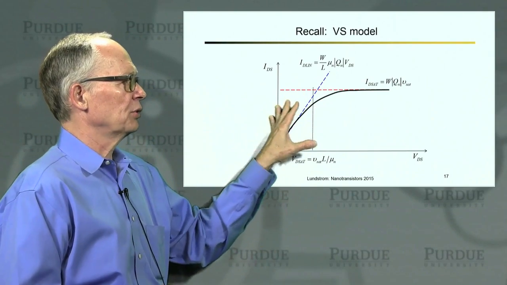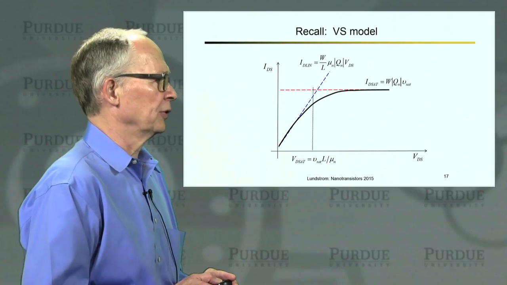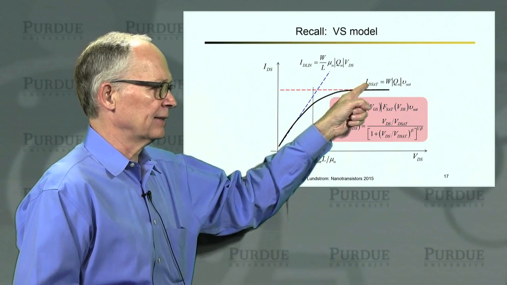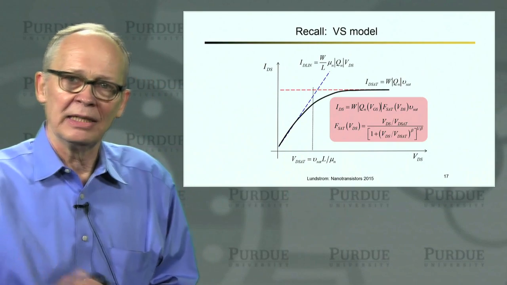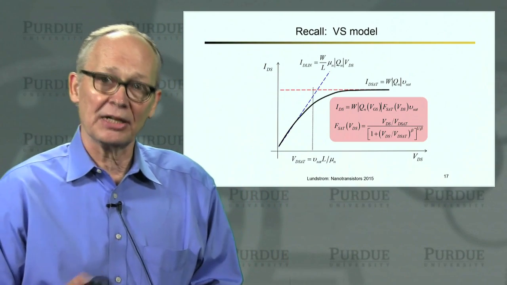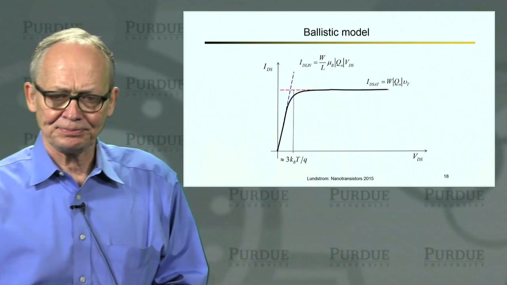This was our traditional textbook model, which we then evolved into what we call a virtual source model. We were able to connect the linear current and the saturation current with a drain saturation function, and then we had an expression that went smoothly from the linear regime to the saturation regime with this empirical drain saturation function.